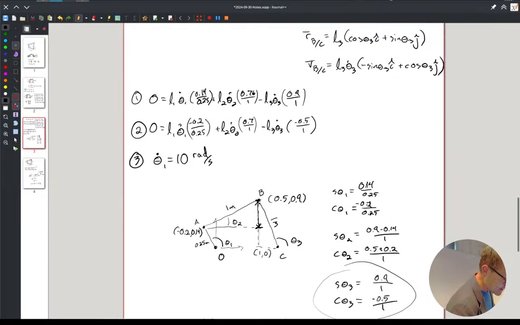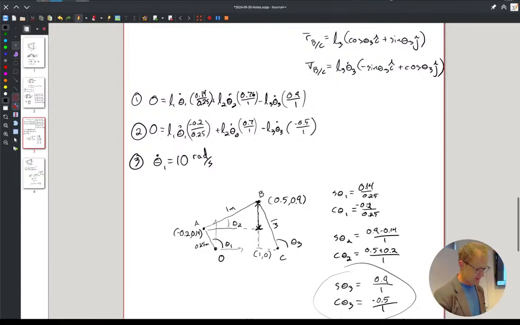Okay, so then we started plugging in a whole bunch of numbers. We had 2 equations with 3 unknowns. And then there were all those sine and cosine terms. But if you know where things are, then you know sine and cosine. Maybe not directly, but the information's there. We just have to dig through and get it. So we spent some time doing that. Then we had a third constraint that theta 1 dot is always doing the same thing. It's always rotating at 10 radians per second.